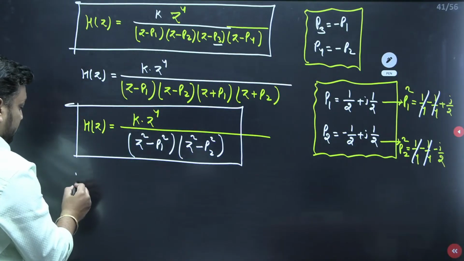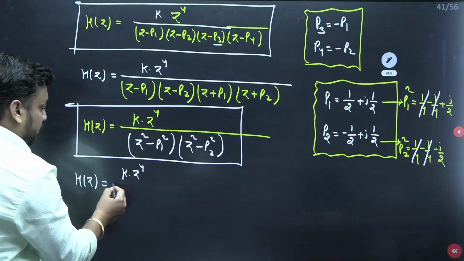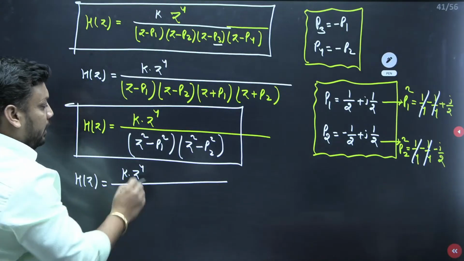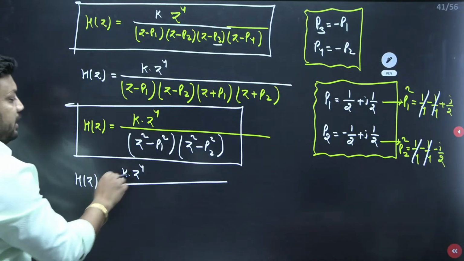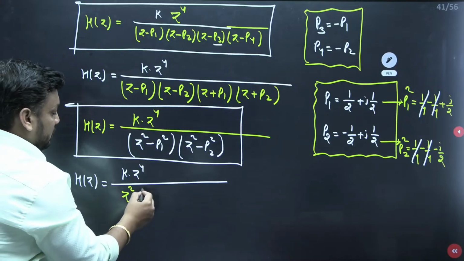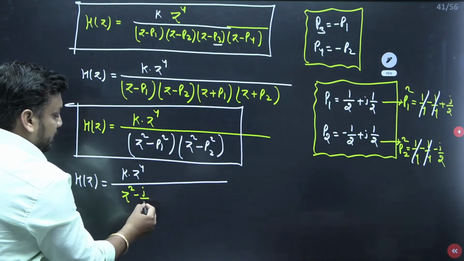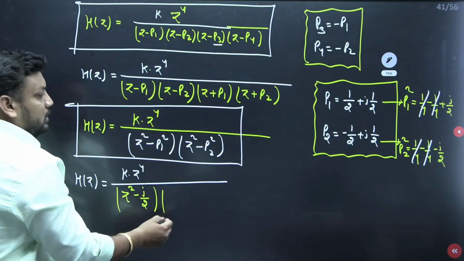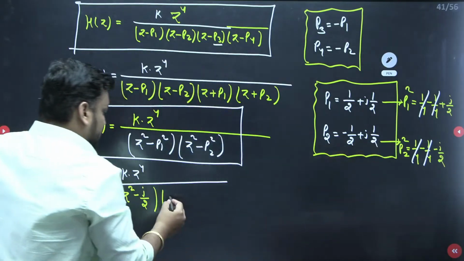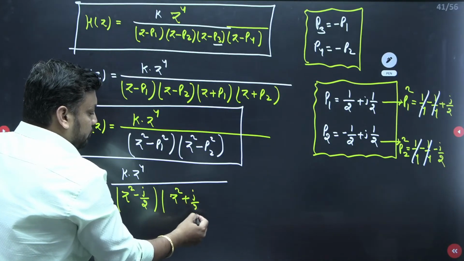If I put this value, what I will get is H(z) equal to k·z⁴ upon z² minus p². So we should write z² minus p₁² value is nothing but plus j by 2. P₁² value is nothing but j by 2, so I am writing here j by 2. Similarly, p₂² value is nothing but minus j by 2, so I am writing minus j by 2.